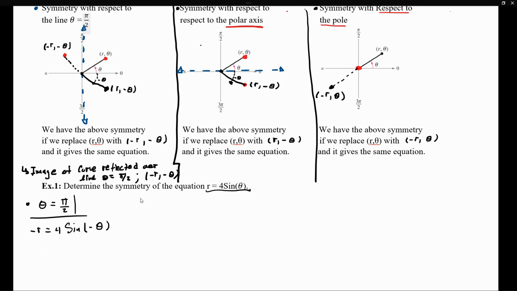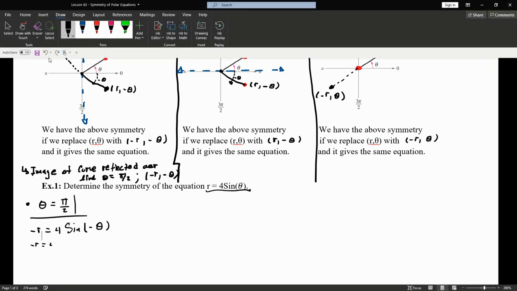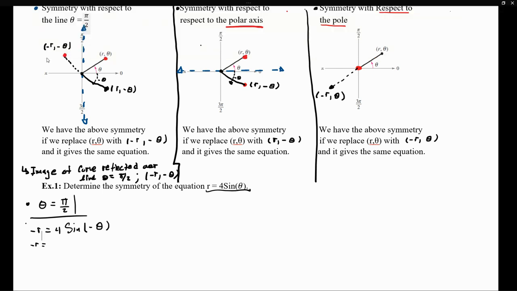And I'm going to see, well, is this going to give me the same equation as the original, which is r equals 4 sine theta? Well, let's see. Negative r is negative r. But now, notice that here we have sine of negative theta. But recall that sine is an odd function.